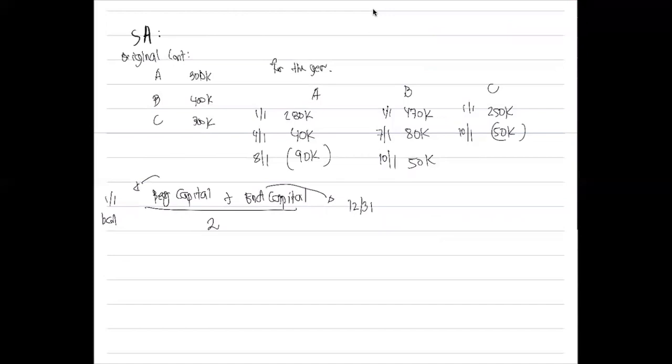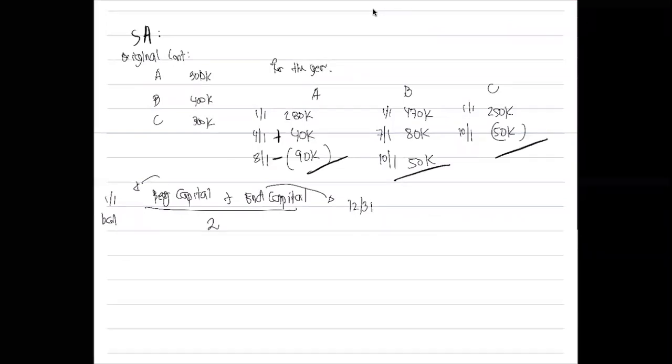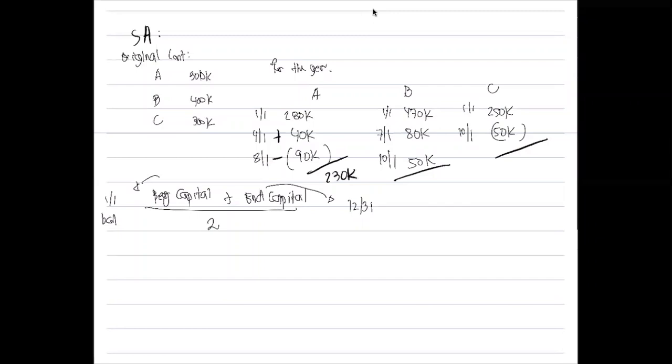So let's compute for our December 31 balance. Let's compute for the December 31 balance of each. 280 plus 40 less 90. So we have December 31 of 230,000. For B, 470 plus 80 plus 50, we have here 600,000. For C, 250,000 less 50,000, we have 200,000.